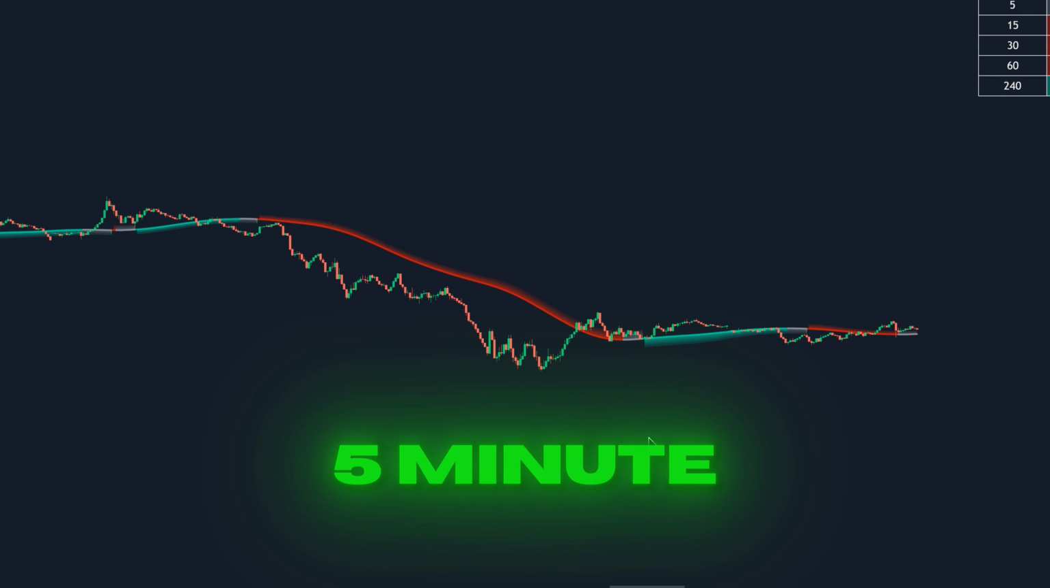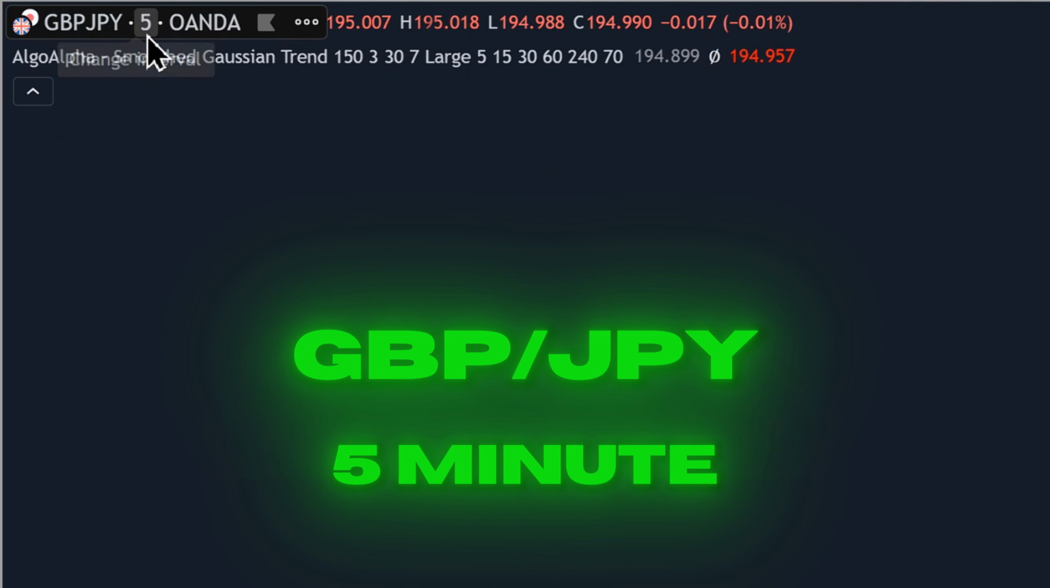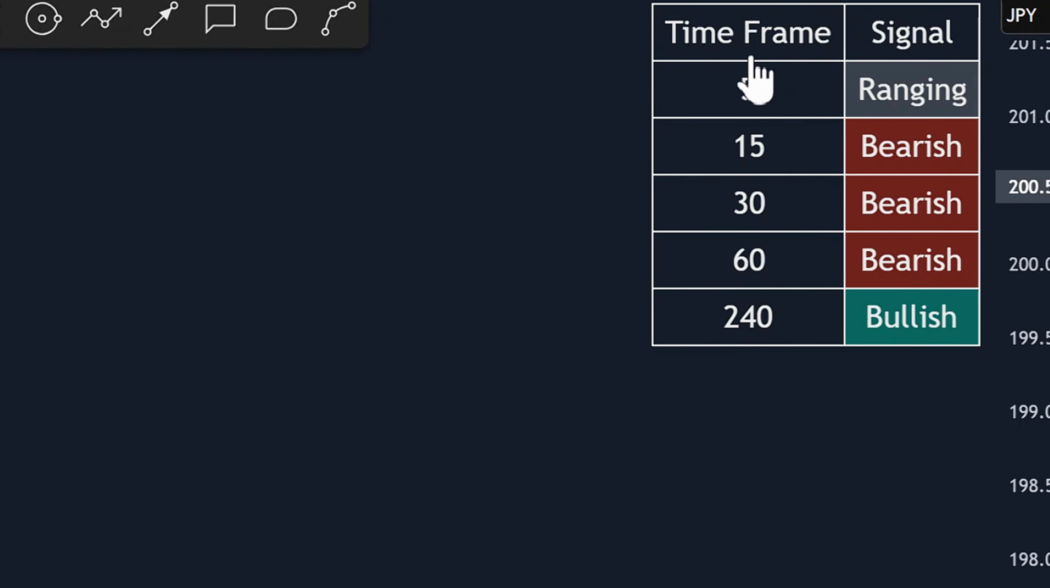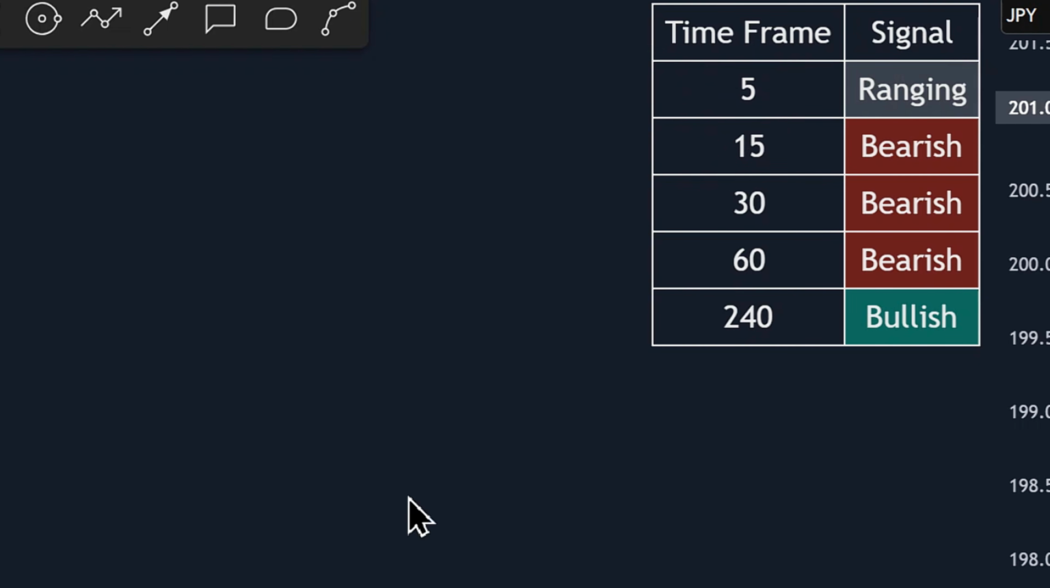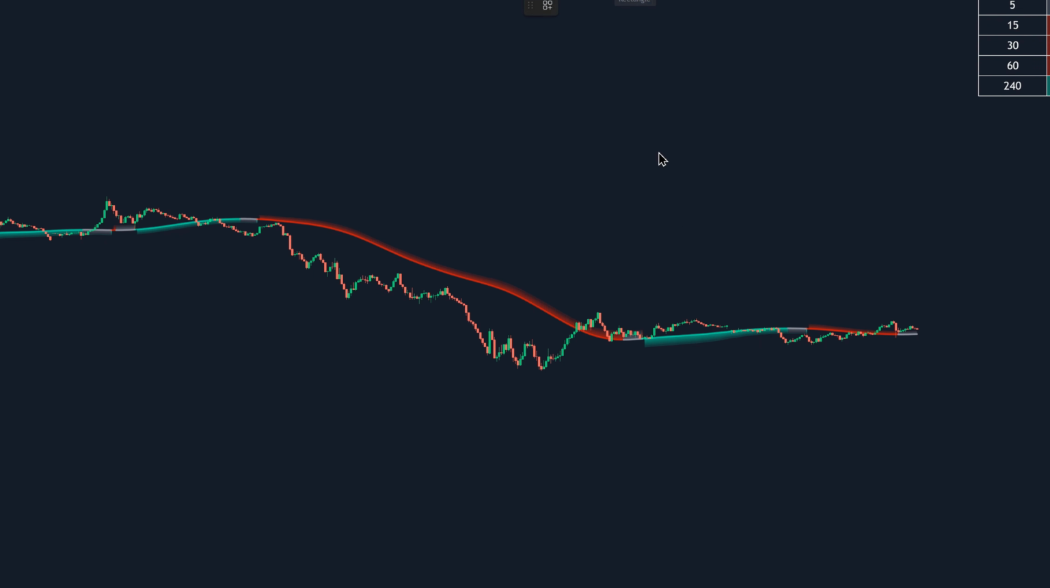This is the 5-minute time frame of GBP/JPY. If we look at the indicator table for this time frame, you can see it says that the market is ranging. Looking at the chart, you can see it's indeed ranging as indicated.